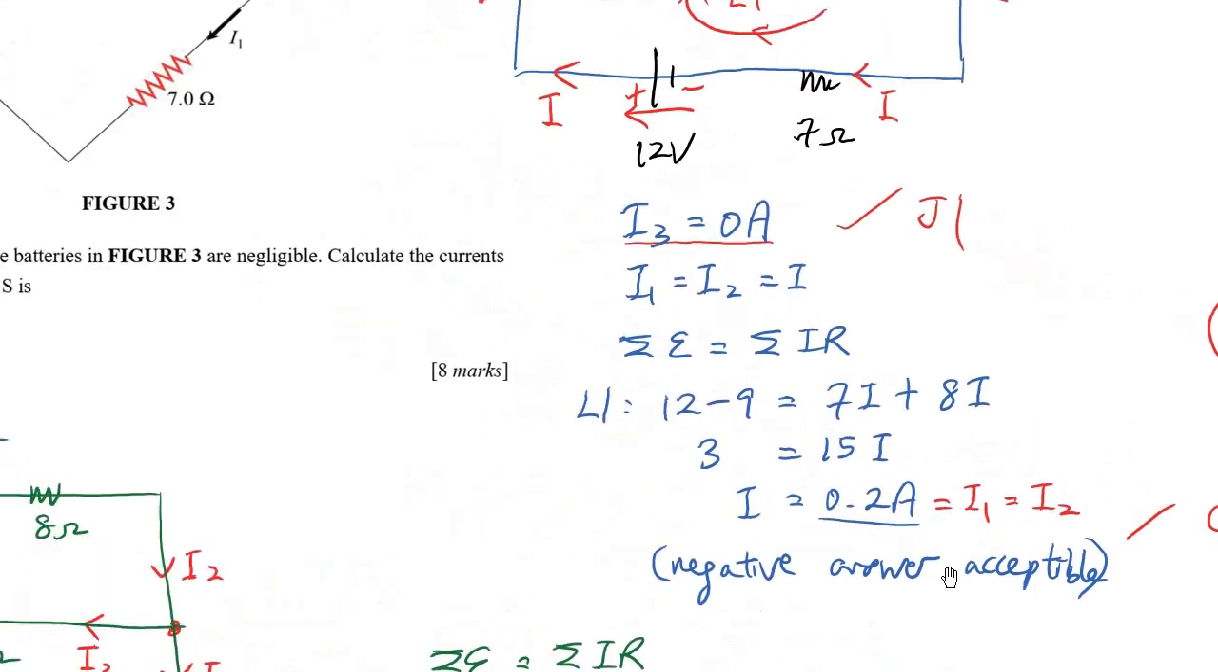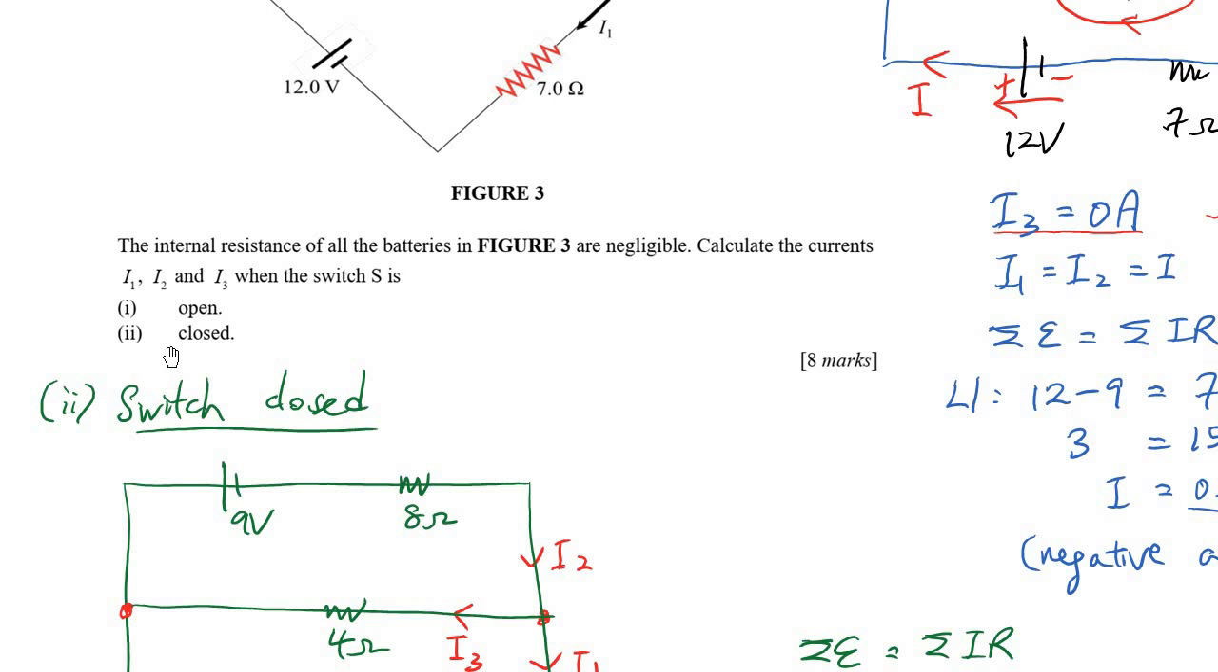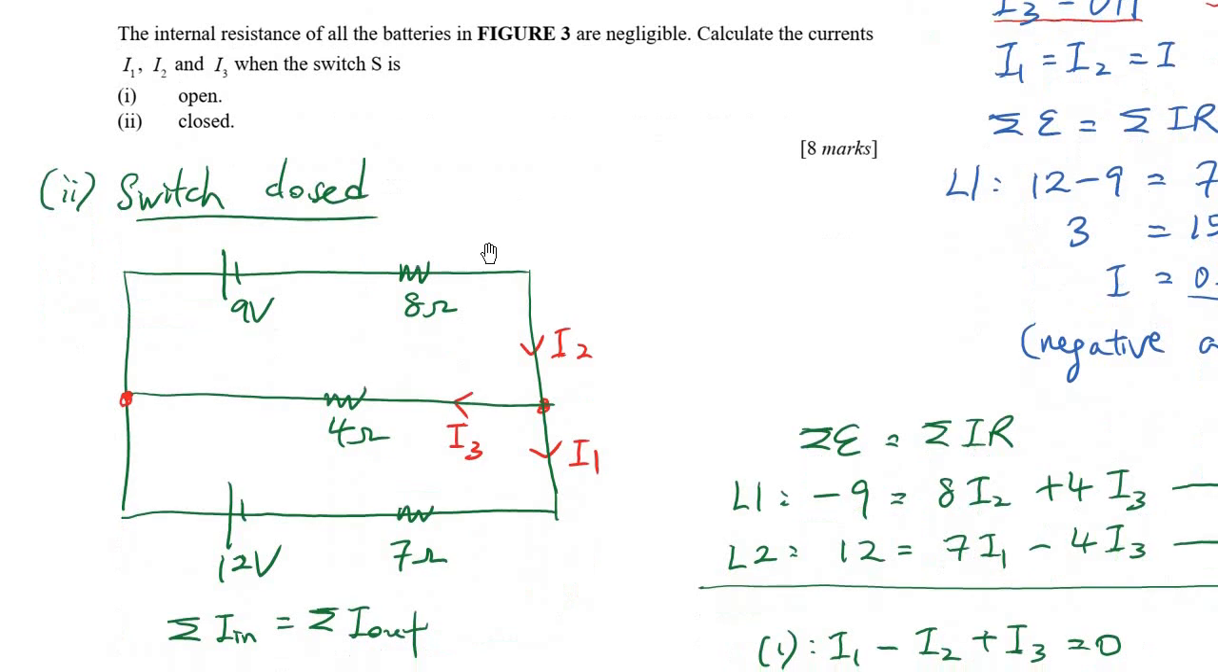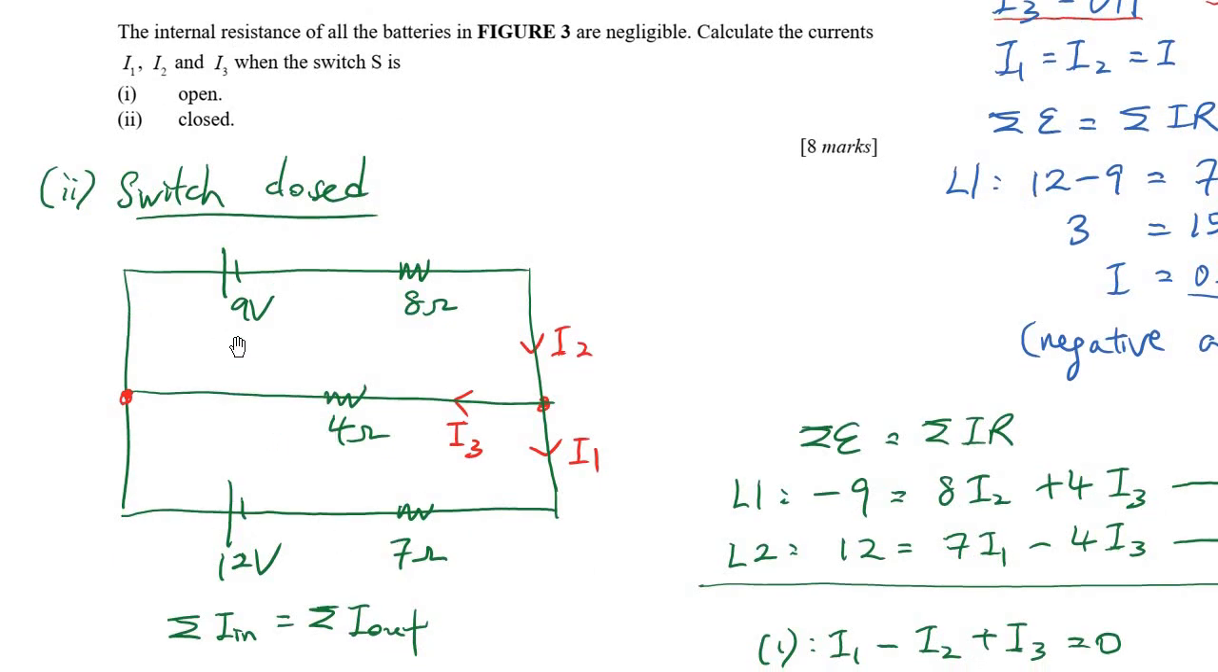Now, for the second question, if the switch is closed, what happens? When this switch is closed, it becomes two loops. We must redraw the diagram. Remember that if you have two loops, then you have three currents: I1, I2, I3. You have three currents. Remember that.